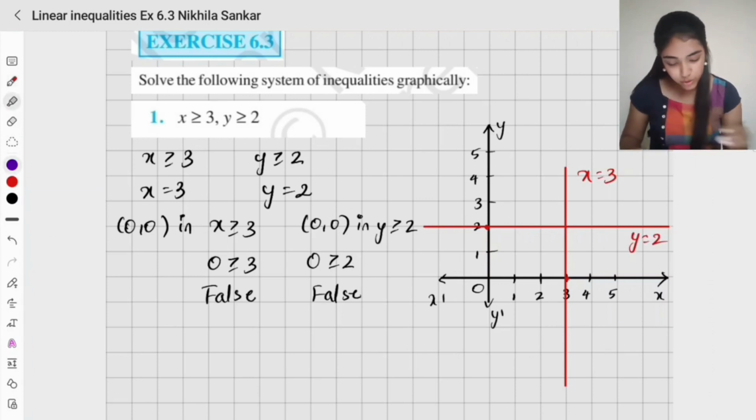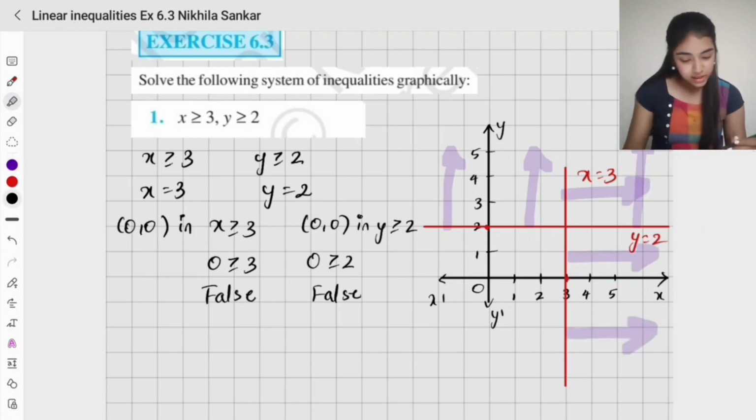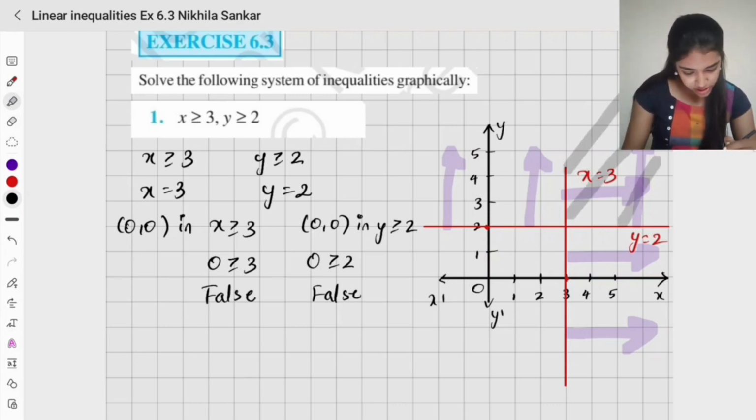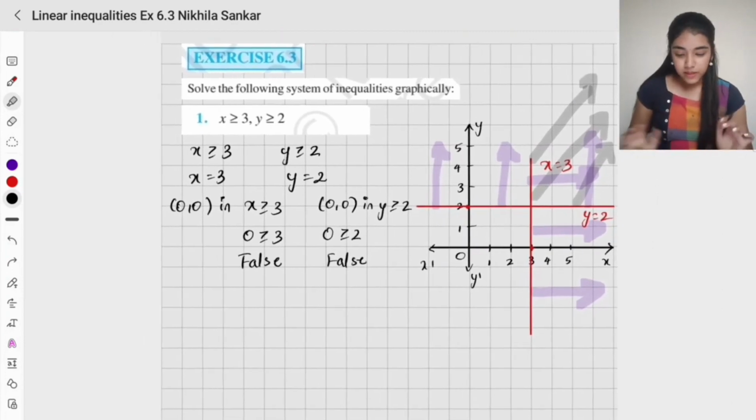So how is the region going to look? Since 0 is not included for y equals 2, it is going to be this particular area. And since 0 is not included for x is equal to 3, it is going to be this particular area. Now, what is the common area of the two? The common area is going to be this, coming from here. So this part is going to be my common area. Do not shade below this. Be very careful while you are shading. Please copy.